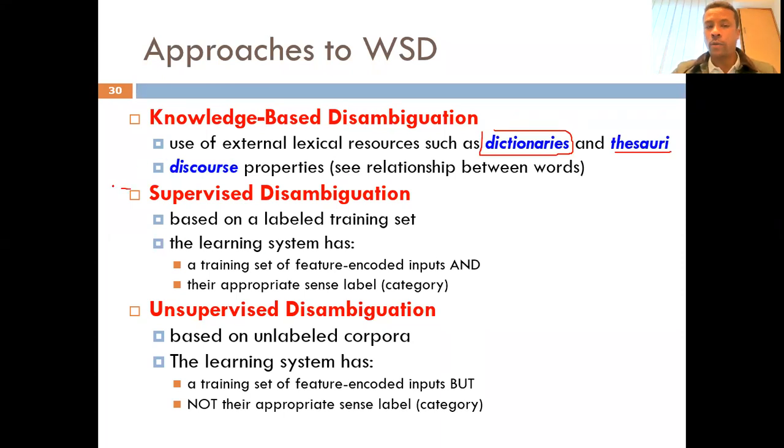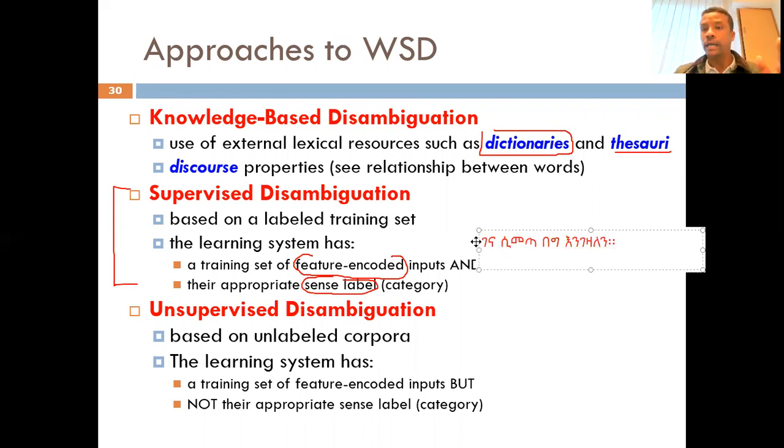The other approach, the one that we discussed last time, is supervised word sense disambiguation. It means we are going to make use of a learning approach, or a machine learning approach. In this approach, the feature would be encoded along with the sense level. Whenever you have a sentence, for example, "ገና ሲመጣ በግ እንገዛለን", now we know that the word gana is ambiguous. It might mean Christmas or it might mean not yet.